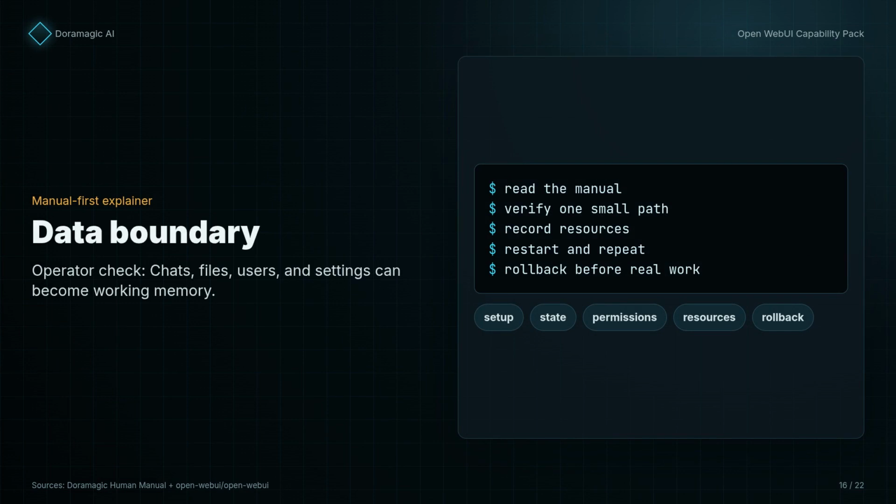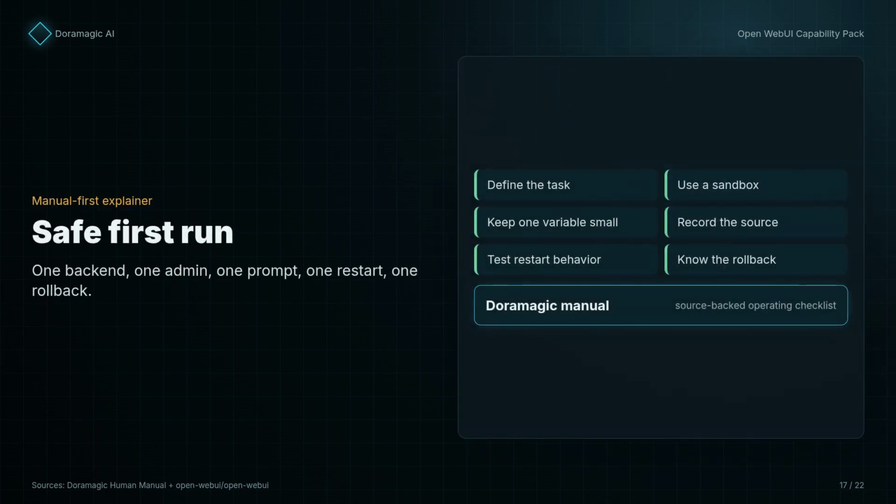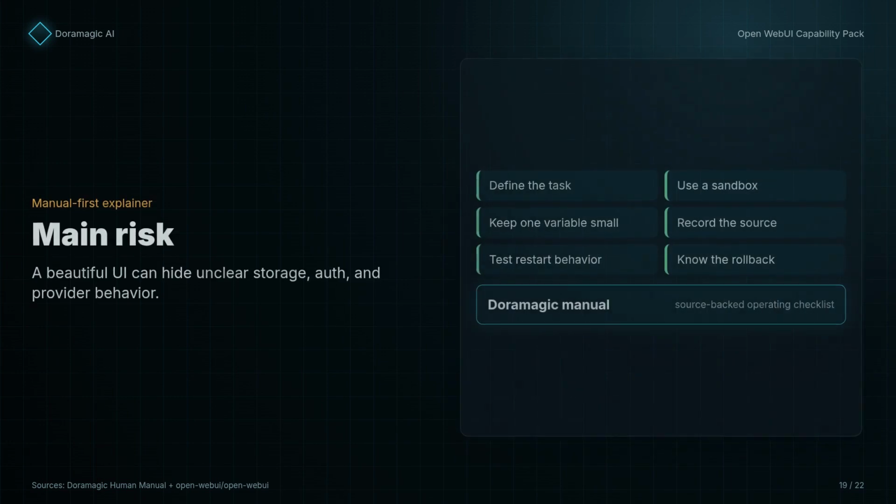Create a disposable environment. Start from the official install path. Mount volumes deliberately. Connect only one model backend. Create one admin user. Run a small prompt. Restart the container. Confirm the conversation and settings behave as expected. Then test the failure case: wrong endpoint, unavailable model, broken auth, or a bad update.